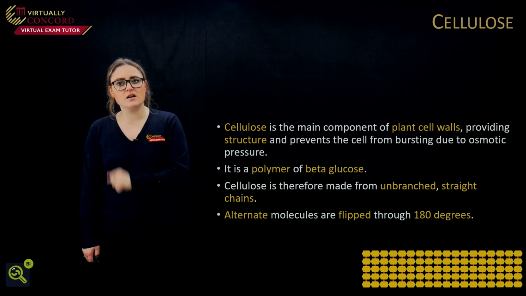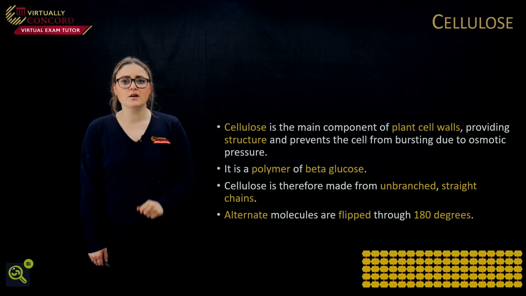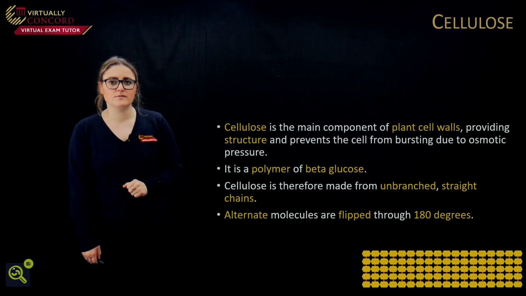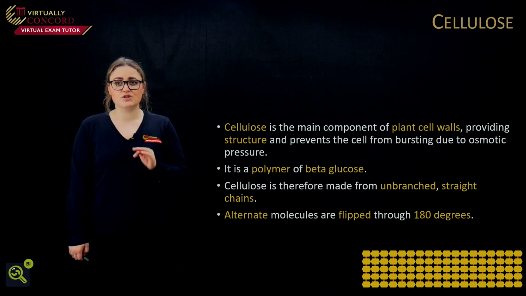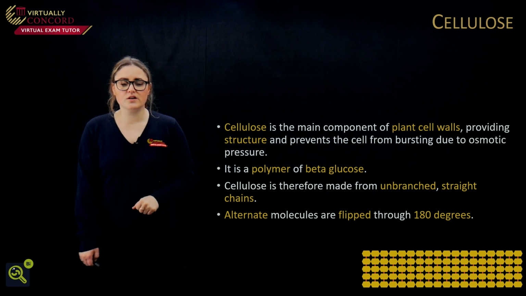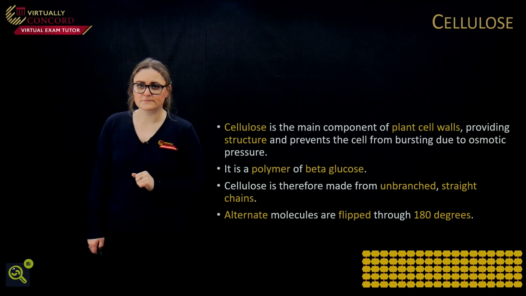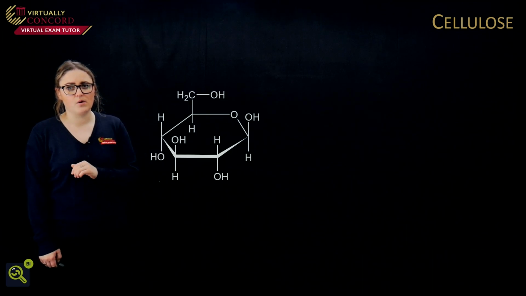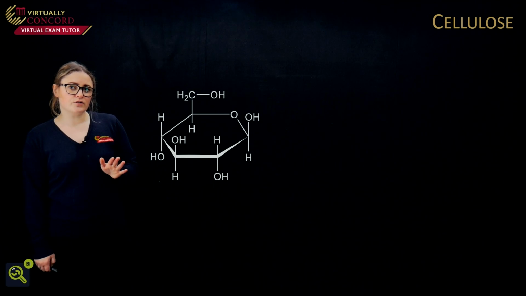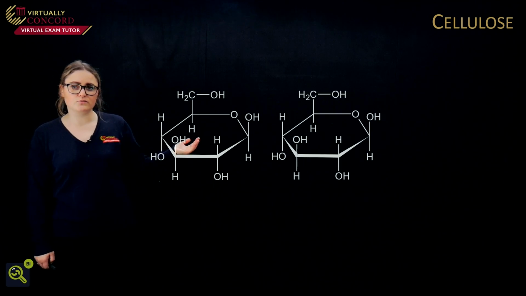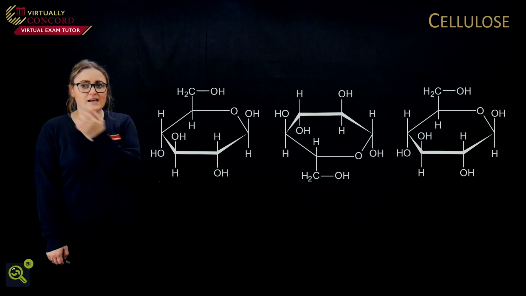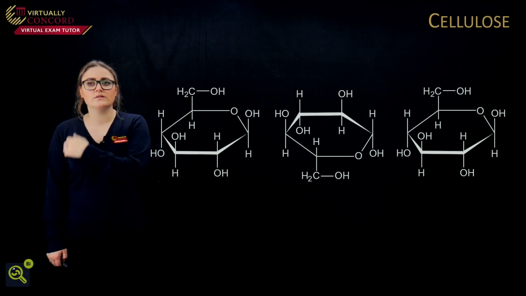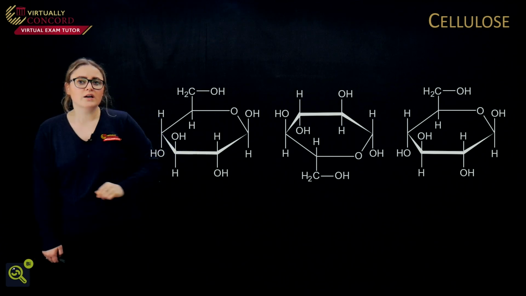Okay, so remember our starch and our glycogen were alpha glucose. This time we have beta glucose. Therefore, we have unbranched straight parallel chains as alternate molecules are flipped through 180 degrees. So let's have a look at how that works. Put up a beta glucose molecule, we can add a second beta glucose molecule that we can rotate through 180 degrees and add a final beta glucose molecule. Now you've got to imagine this would be a really long chain.